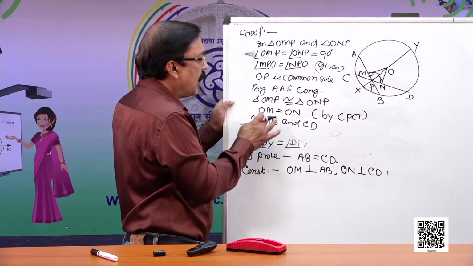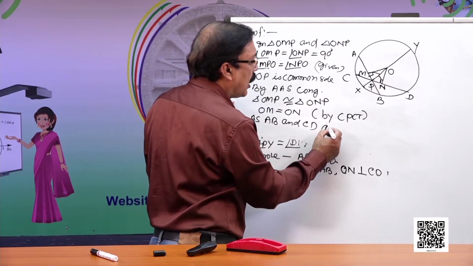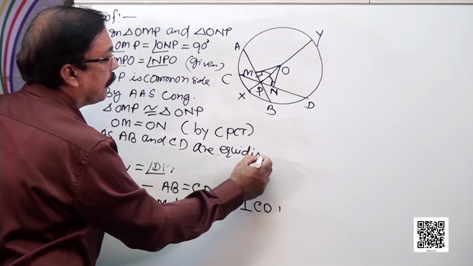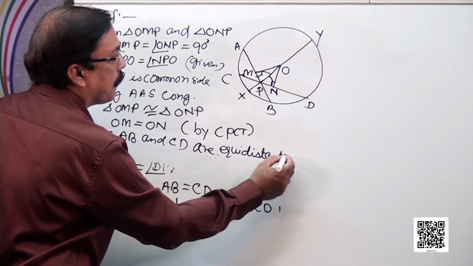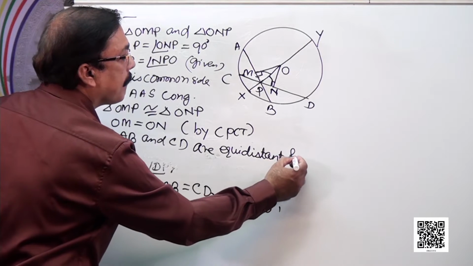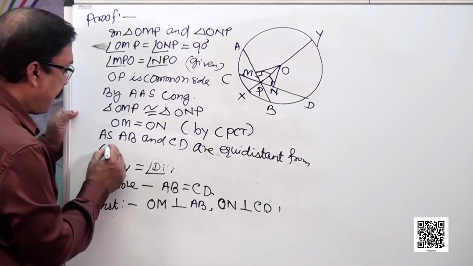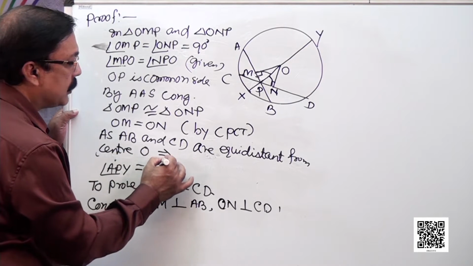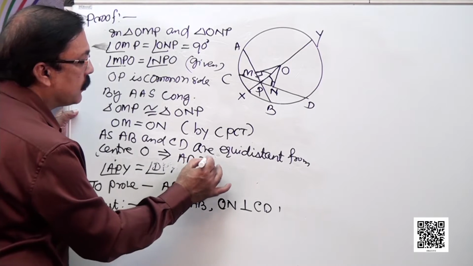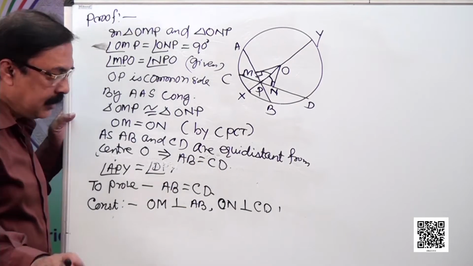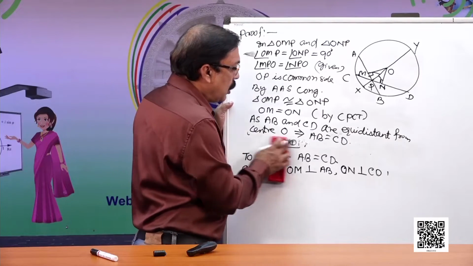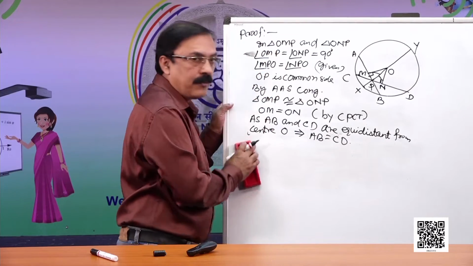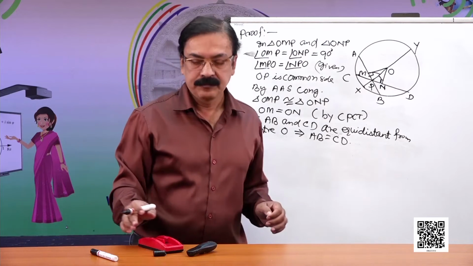So, we can say as AB and CD are equidistant from center O, this implies AB is equal to CD. As these are two chords equidistant from the center, so they must be equal.